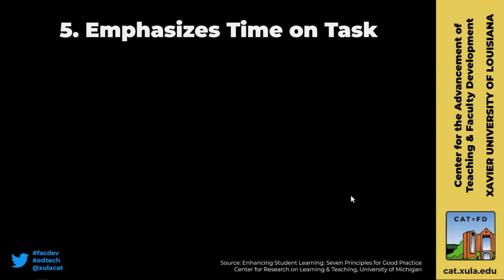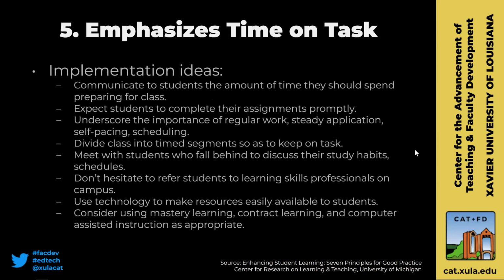All right, and I started out by talking about Chickering and Gamson's principle number 5, emphasizes time on task. And here at the Center for Research on Learning and Teaching from the University of Michigan, they put together some implementation ideas for this particular principle, such as communicate to your students the amount of time they should spend preparing for class, underscore the importance of regular work, steady application, self-pacing, and scheduling.